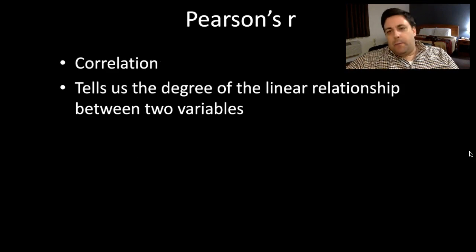Pearson's R. So Pearson's R is named for Carl Pearson, who was a statistician or a mathematician, really, working about 100 years ago. Pearson's R is also known as the correlation. And a correlation essentially tells us if there is a linear relationship between 2 variables. For example, there is a linear relationship between height and weight.